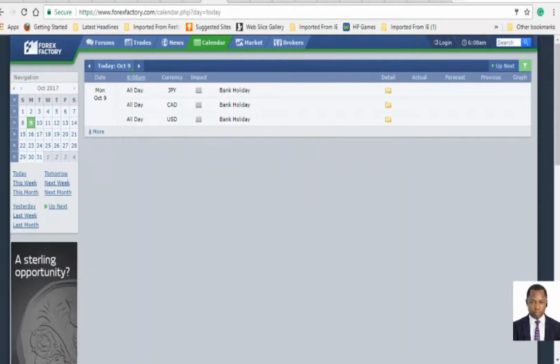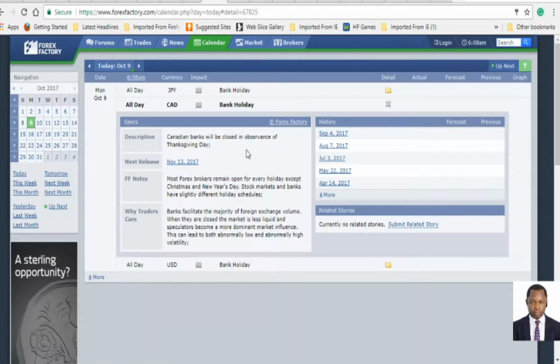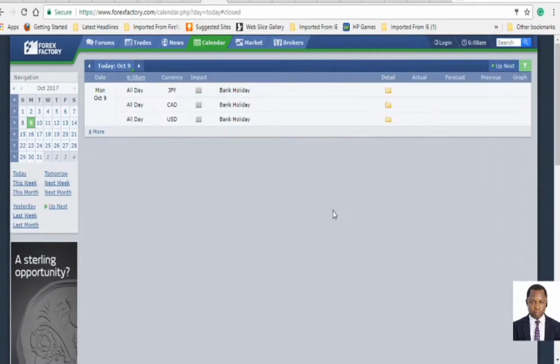and that bank holiday is celebrated in honor of Columbus Day in the US, in Canada in observance of Thanksgiving Day, in Japan in observance of Health Sports Day. So there are three different occasions happening, and you know, banks are one of those major market movers, and whenever we have those major banks not trading, price tends to slow down.